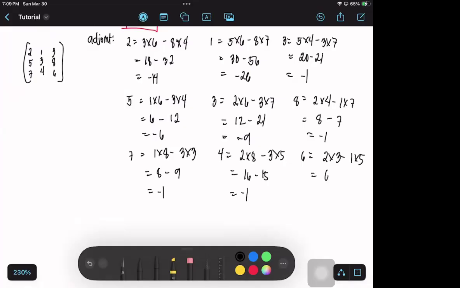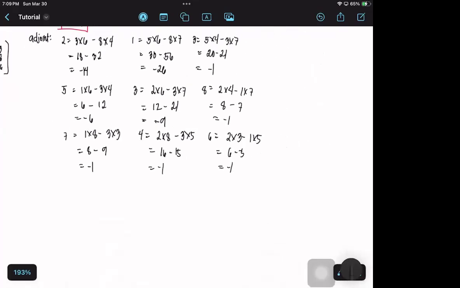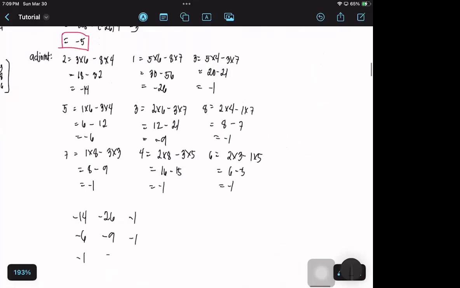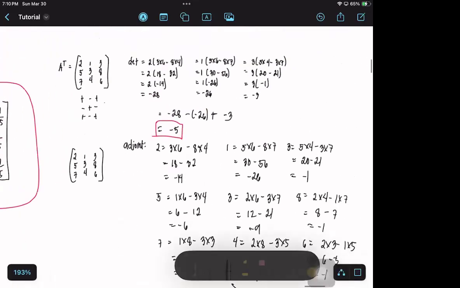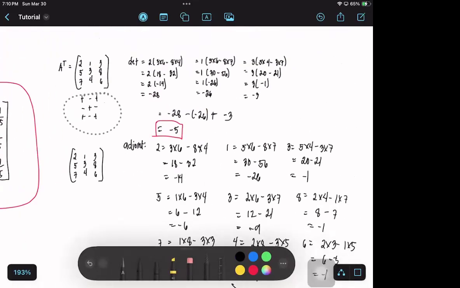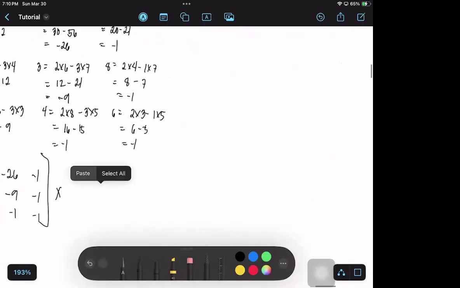Then it will become 6 minus 5, it will become -1. So by displaying that here, we copy the results: -14, -26, -1, -6, -9, -1, then -1, -1, then -1. So this is the result for the cofactor, and we'll be going to multiply that into this one that we have here. So let me just copy this and paste it in here.